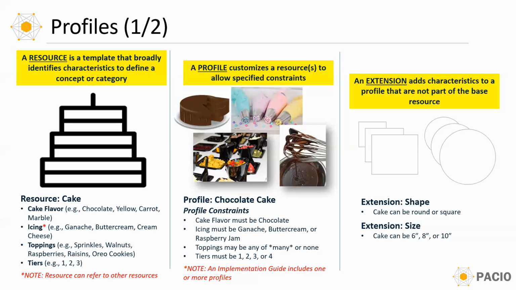You could construct a profile specifically for German chocolate cake, which would add further constraints, such as cake flavor must be chocolate, icing must be chocolate, toppings must be coconut and pecan, and tiers must be 2.